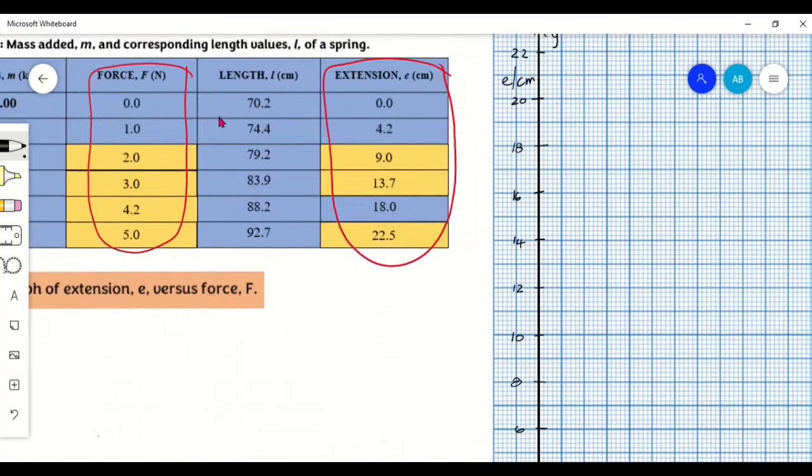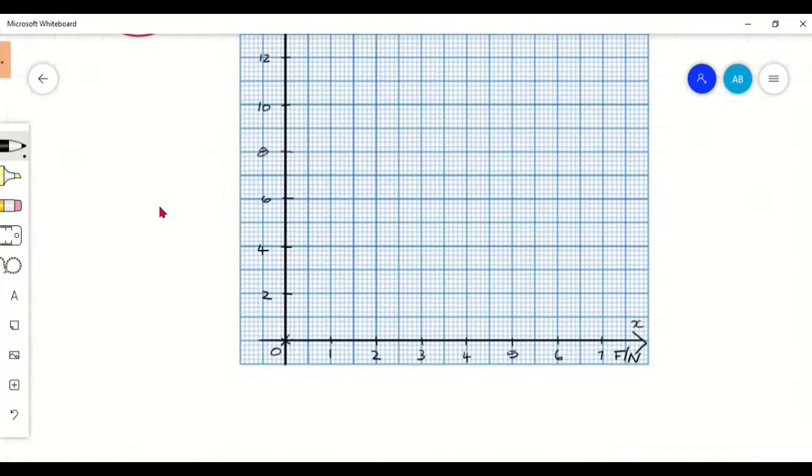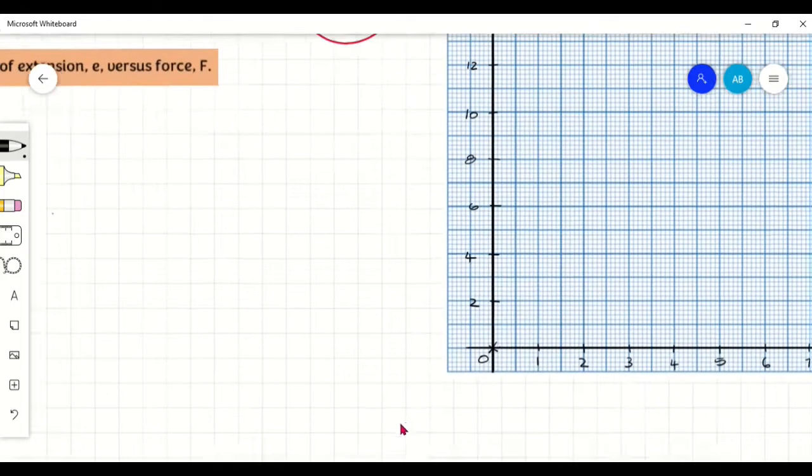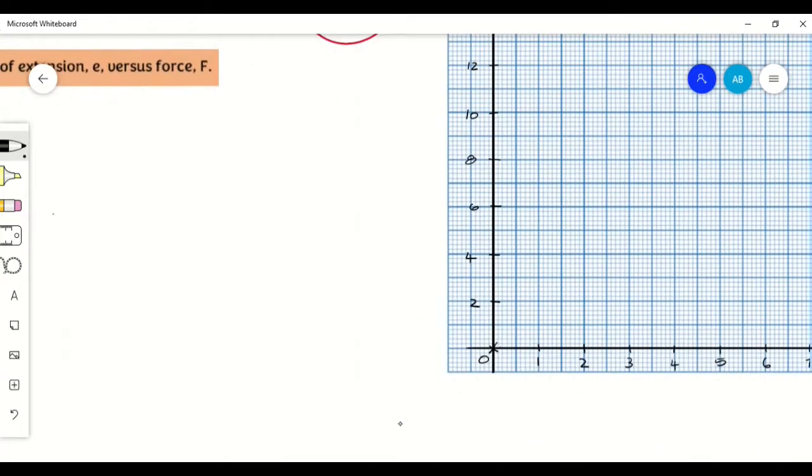Next point, 1 on force, 4.2 for extension. So force is on the x, I find 1 here, good. And then I'm going to need to find where 4.2 is. So here is a little formula that works. To find the value of the divisions, the smaller divisions, we use this formula. So smaller divisions, sometimes I call them subdivisions as well.